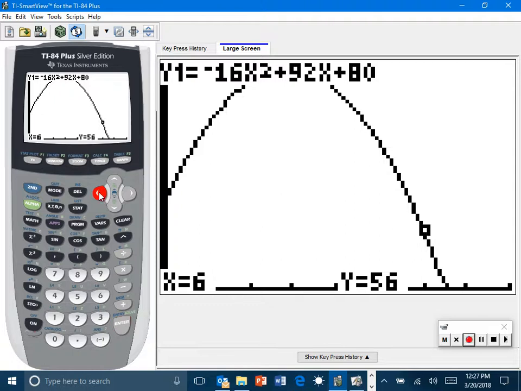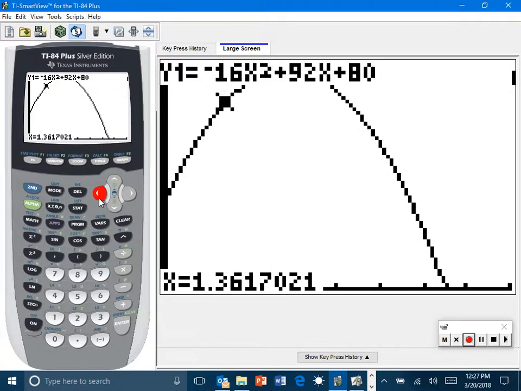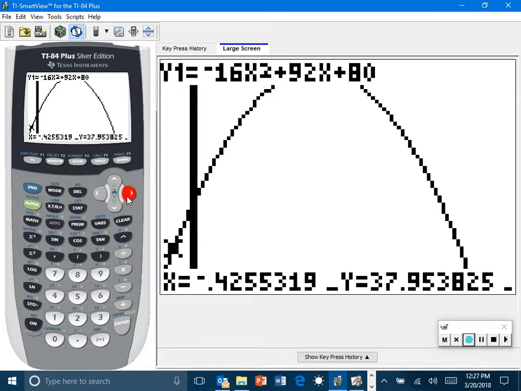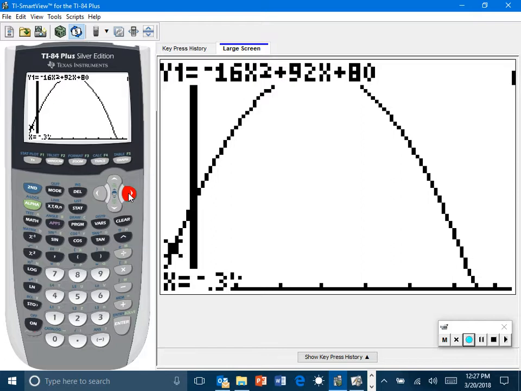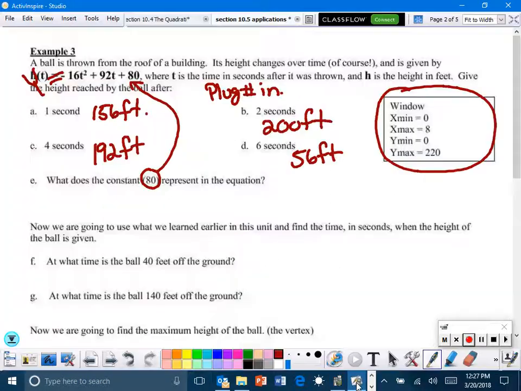Okay, I'm going to move this. I'm going to use my left arrow key to move this back around. So the ball was thrown from the roof of a building. Whoops, then I went too far. Notice how the graph moved because I went too far. So the ball is being released and then it's going up. So that 80 is the height at which the ball was thrown. Okay?